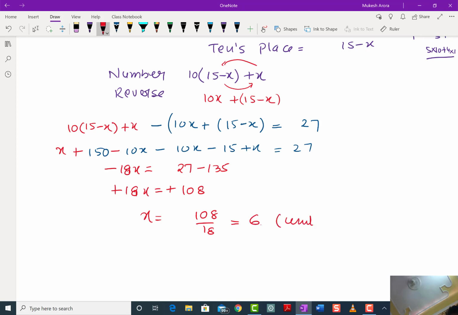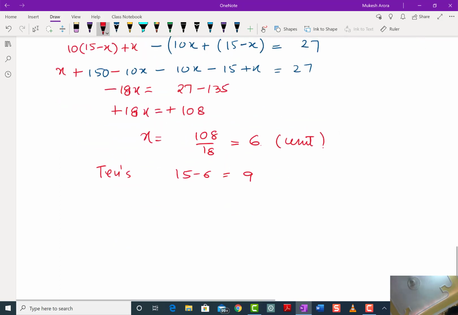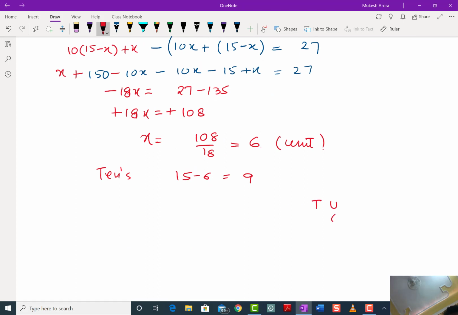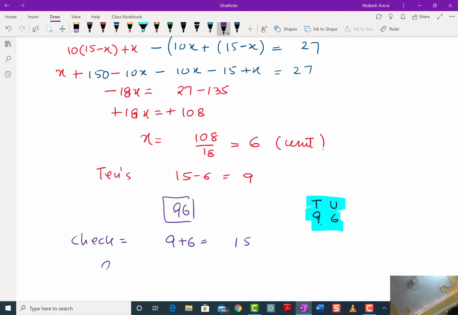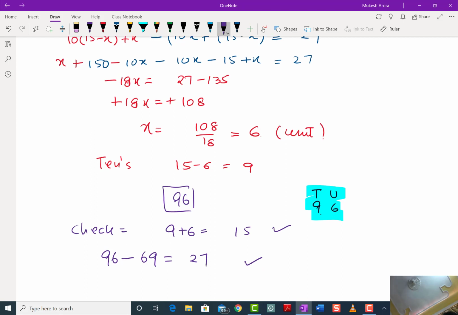This will be the unit place. Tens digit will be 15 minus 6, 9. And what will be the number? Tens digit 9, unit digit 6. So the answer is 96. If we want to check, the sum of digits is 15 and this number is greater than the interchanged number by 27. Both are true, that means our answer is right.